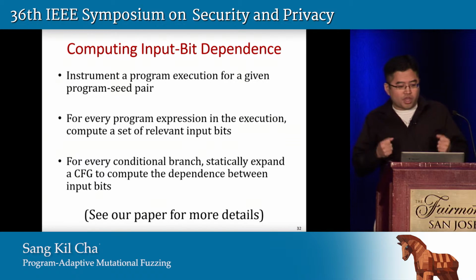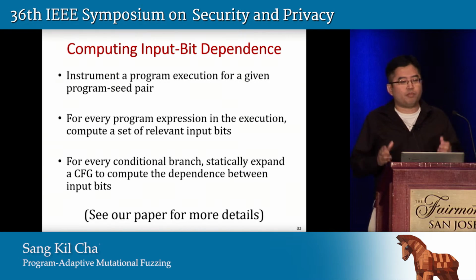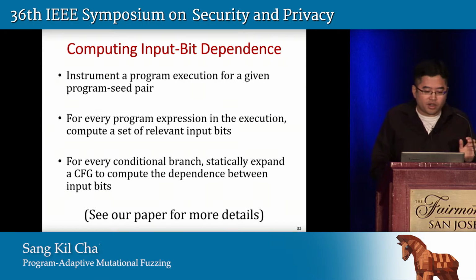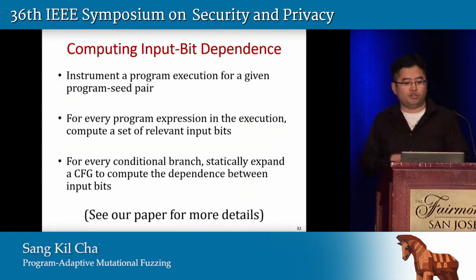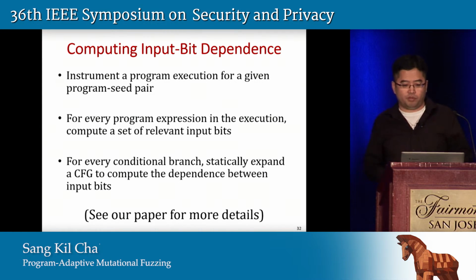We can compute input bit dependence of a program execution using our white box analysis as follows. First, we instrument a program execution. And for every program expression in the execution, we compute a set of relevant input bits. And finally, for every conditional branch that we encounter during the execution, we statically expand a control flow graph to compute the dependence between the input bit positions.